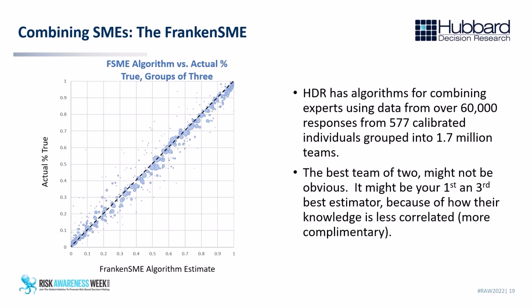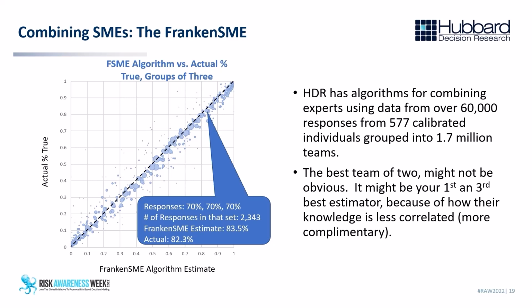On this chart, the horizontal axis is what the Smee algorithm predicts the chance of being correct is, the chance that the statement is true based on the expert inputs. The vertical axis is how often that group was actually a true statement. Here's one particular bubble. The size of the bubbles represents how many individual estimates were in that particular group. There are apparently 2,343 cases where 3 individuals all said something was 70% likely to be true.